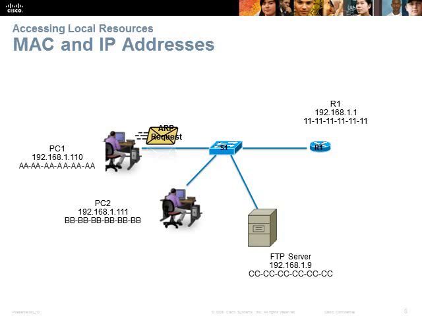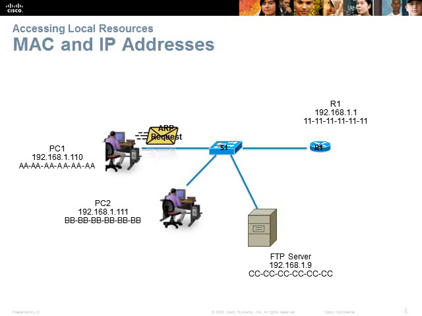Before your PC can get to the FTP server, it's got to know the MAC address of that FTP server. Chances are it knows the IP address, but it doesn't know the MAC address. So your computer has to send out an ARP request. An ARP request is a broadcast message. It's a shout out to everybody. Hey, I'm looking for 192.168.1.9's MAC address. Who is this?